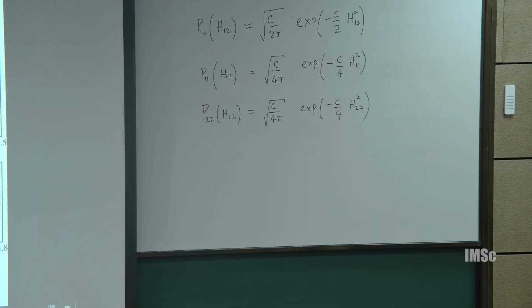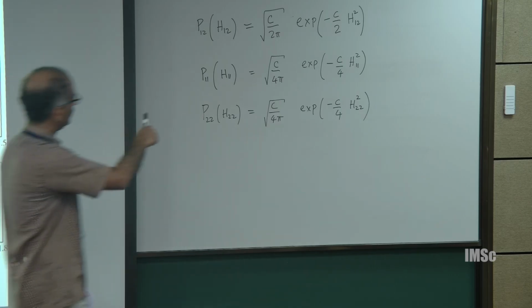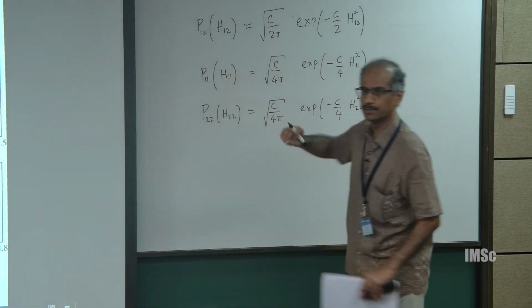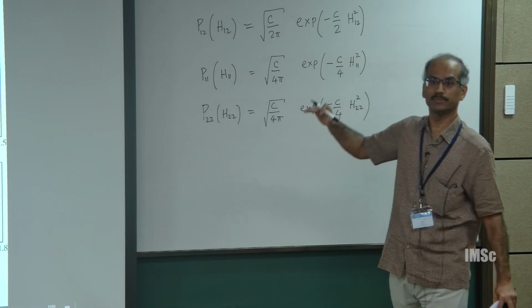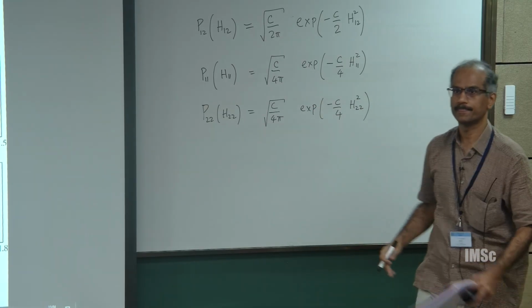P of H is simply the product of, okay, let me put in these numbers. Yeah, it won't be different. We have demanded that it be invariant. So if you demand that invariance, it tells you that your elements should be random numbers from a Gaussian distribution.